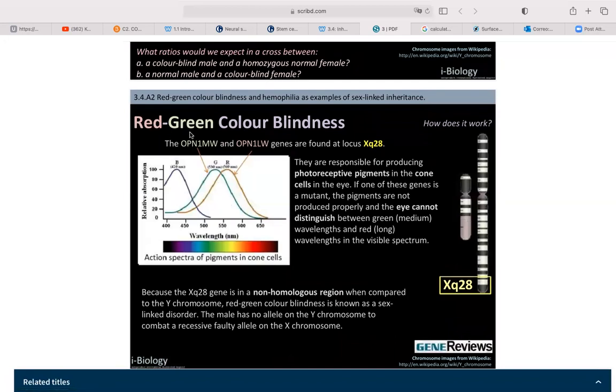Why do we have this red-green color blindness? Because these genes are responsible for producing photoreceptive pigments, okay? Photoreceptive pigments are created by this gene in the cone cells in the eye. If one of these genes is affected or mutated, the pigments are not going to be produced, and that's why we see a different ratio of wavelengths of light, okay?